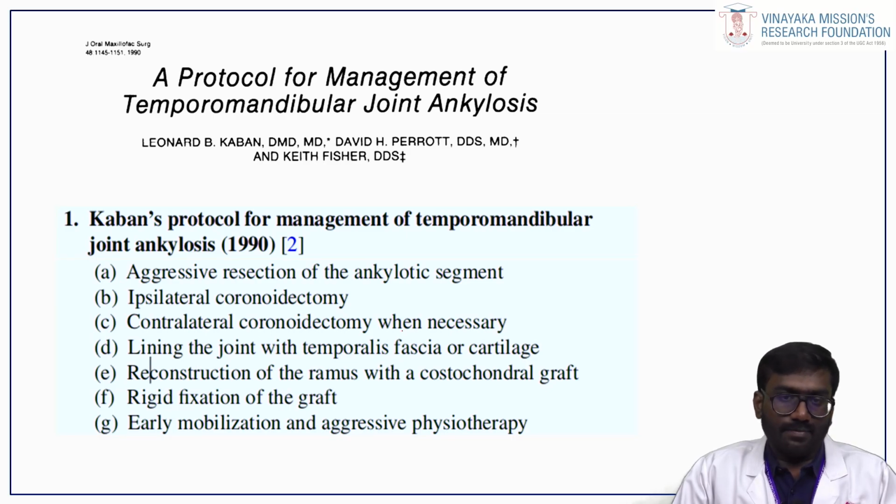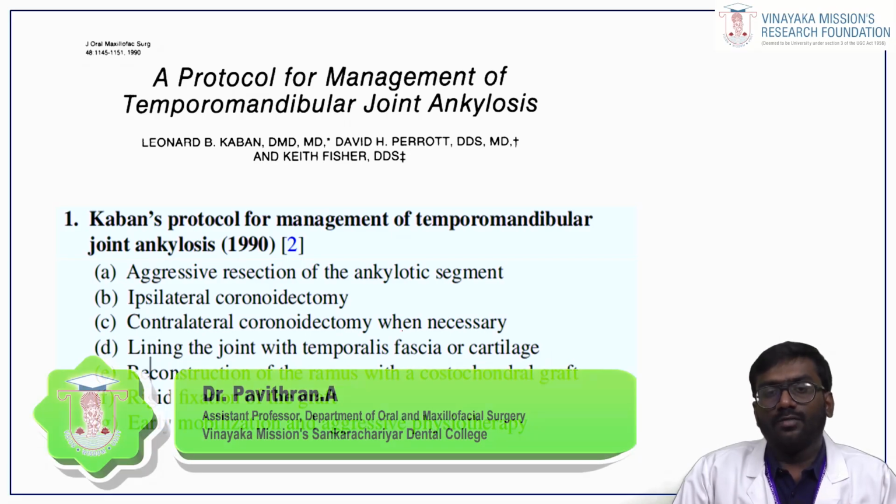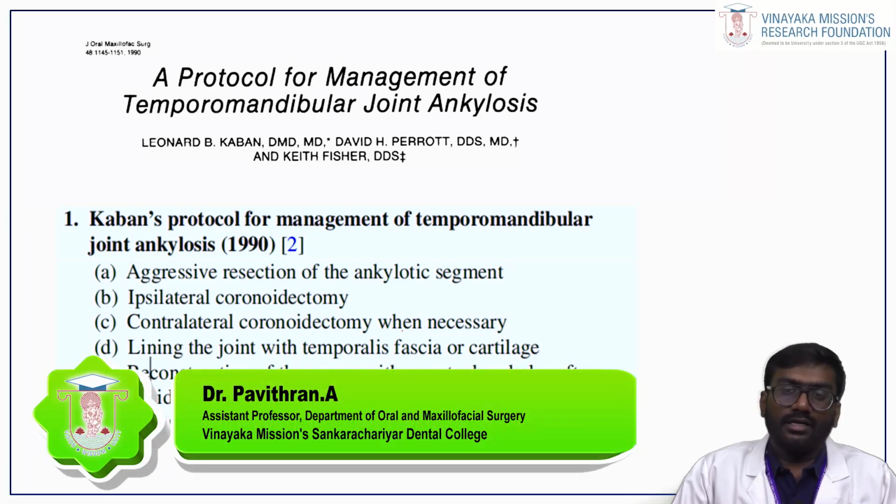So these are all the steps that mandatorily have to be done to relieve or treat this condition. The first point is aggressive resection of the ankylotic mass. That means the ankylotic mass formed between the condyle and the glenoid fossa, a minimum of 1 centimeter, has to be removed. You cannot take a strip or a few millimeters of bone and say that the joint is relieved.